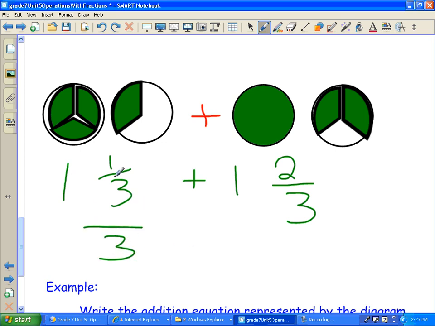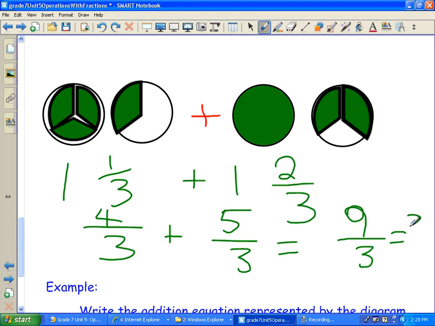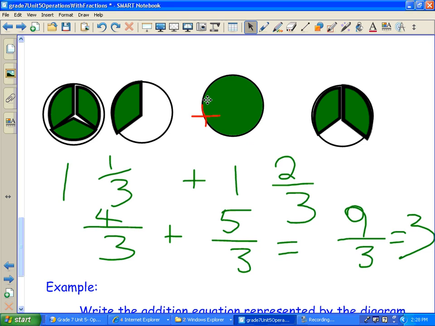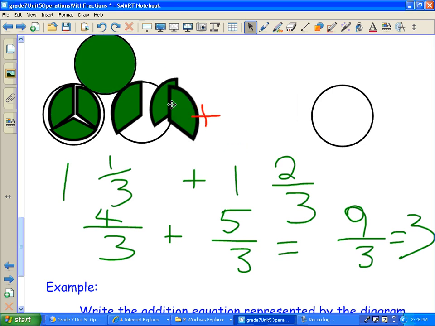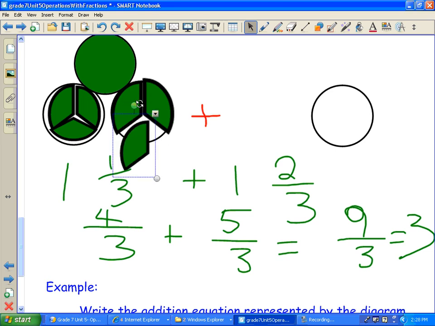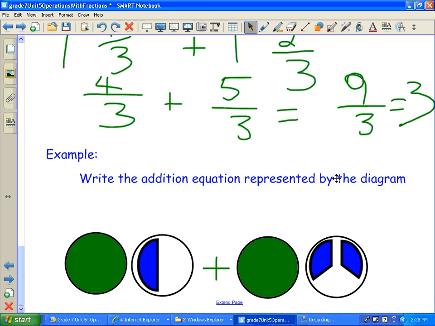So 1 times 3 is 3, plus 1 more is 4. Plus 1 times 3 is 3, plus 2 more is 5. So 5 over 3, 5 plus 4 is 9. So we'll have 9 over 3, or 3 whole. And you can tell that just by, if you wanted to bring them all over, add them together, you would end up filling in all 3 pieces, just like that. Now they're all filled in, and that's what you would get.